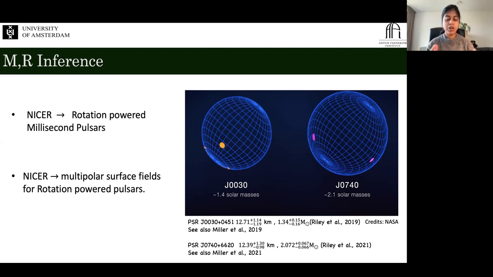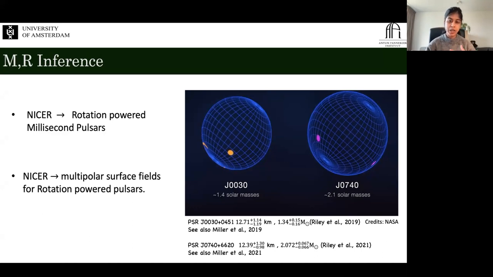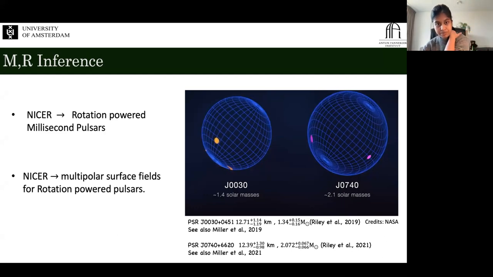NICER, until now at least, has mainly been looking into rotation-powered millisecond pulsars, and we now have the measurements for two of the sources. Now, along with providing pretty tight mass and radius constraints, NICER also pointed towards the presence of multipolar surface fields on top of these rotation-powered millisecond pulsars. This actually branches off to give rise to a different set of questions, like how do you make those multipolar surface fields in neutron stars, which I'll come back to in a bit.